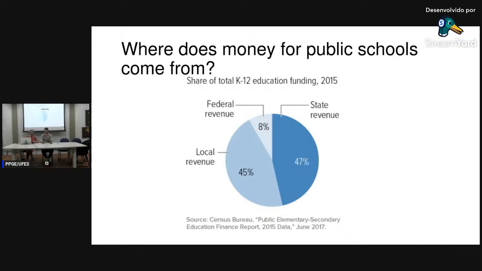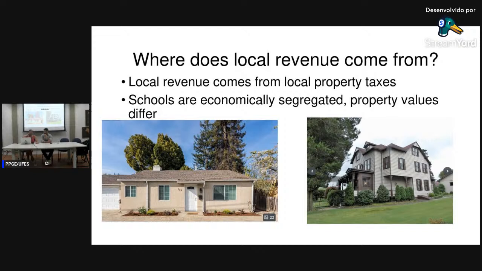Okay, so most of the local money comes from property taxes. And so this is an example of two houses, and you can try to guess which neighborhood might have more money in the schools based on the house.